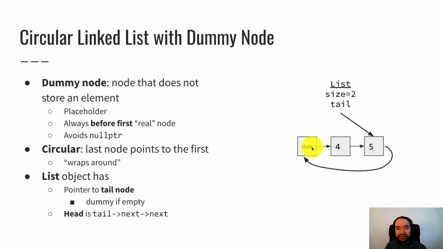Now, note, we can always find the head node. It's a little bit convoluted, but we can do it. If we want to find the head node, we follow the tail pointer, go to the next node. The tail's next is always the dummy, and then the next from the dummy is always the first element that actually has an element in it, the first node with an element. So again, to locate the first node with an element in it, we go tail, next, next, and that takes us to 4 in this example.